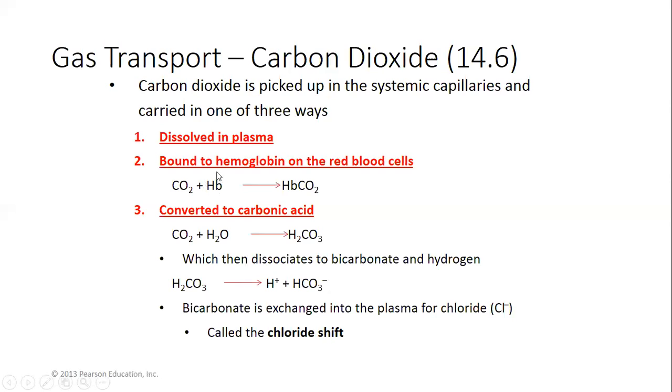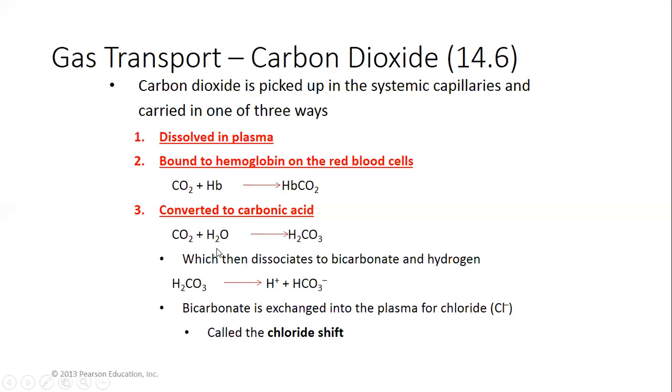So when oxygen content's low in the blood and carbon dioxide content's high, carbon dioxide can basically take the place of oxygen bound to hemoglobin, and then can be transported in the venous blood back to the heart and then out to the lungs to be expired. Well, there's a third way that carbon dioxide can be transported that oxygen can't be transported this way. So these first two are also ways that oxygen can be transported.